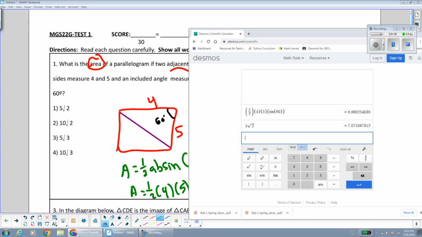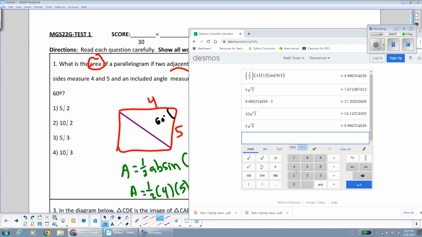So the answer over there, the 8.6602544038 needs to be doubled. So it's about 17. Still, it's not 5 radical 2. It's not 10 radical 2. That's not the same. Not 5 radical 3. It is 10 radical 3.